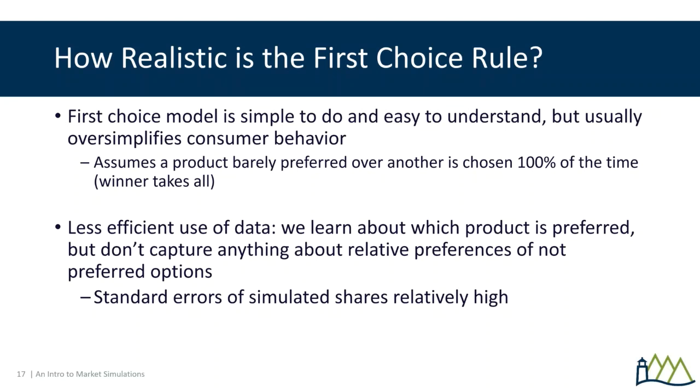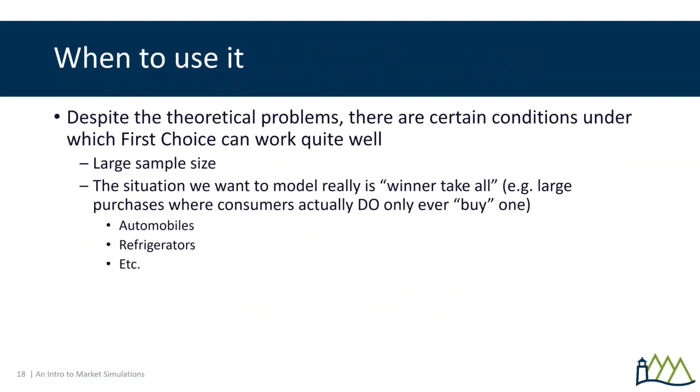And so when you're looking at the results of first choice, you're going to see that the standard errors are a little bit higher because we are throwing away a little bit of that information.